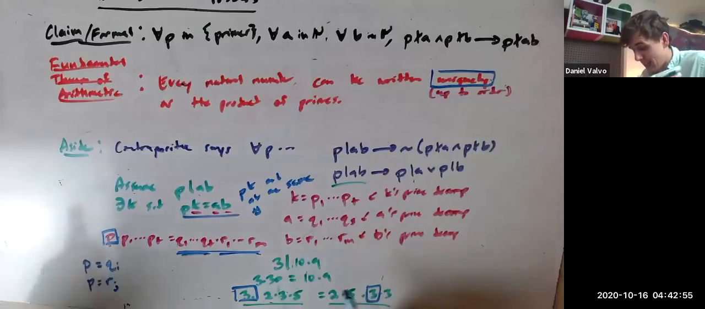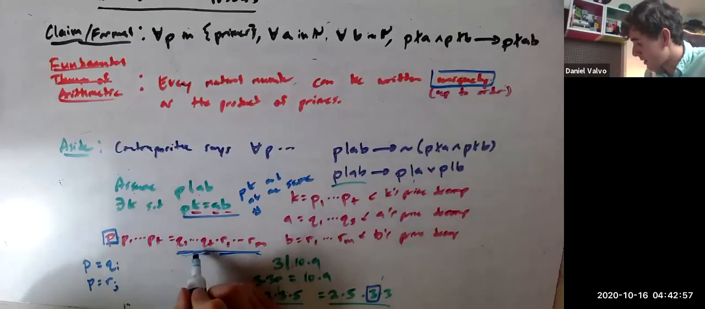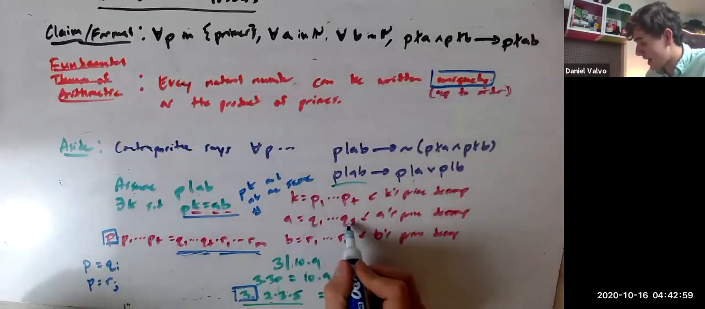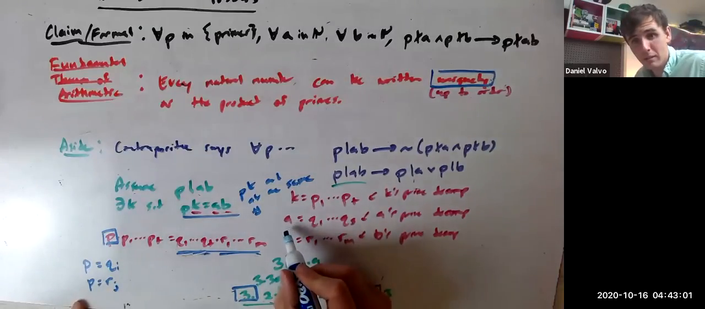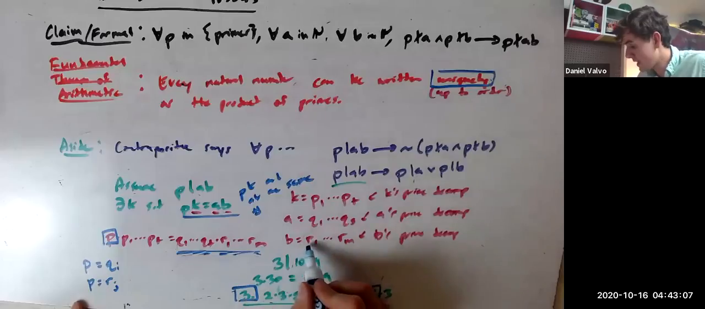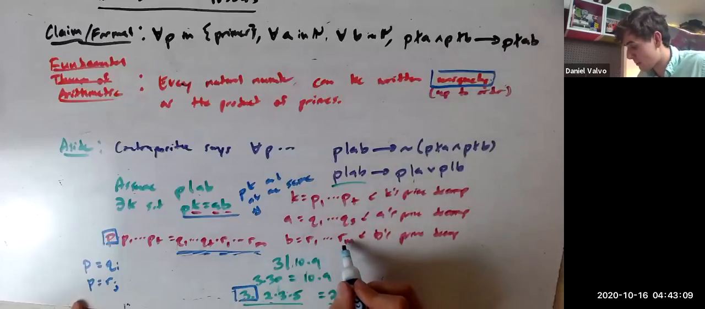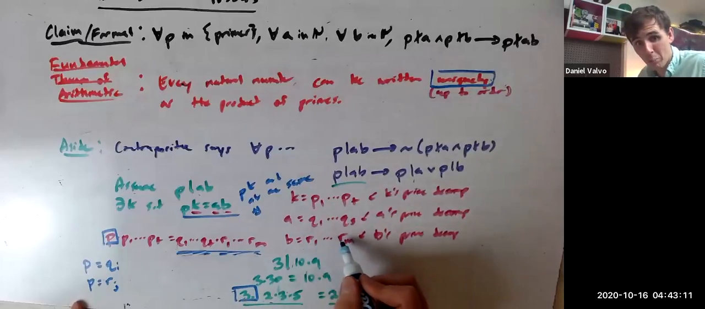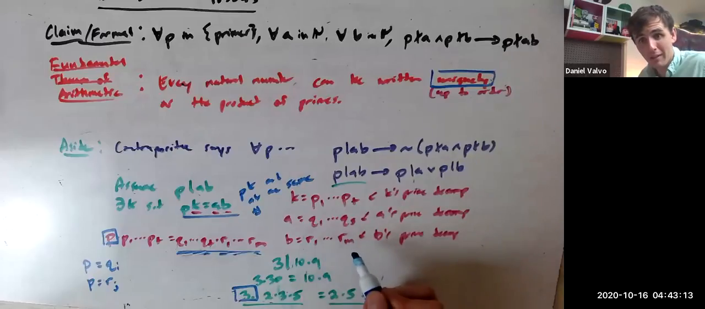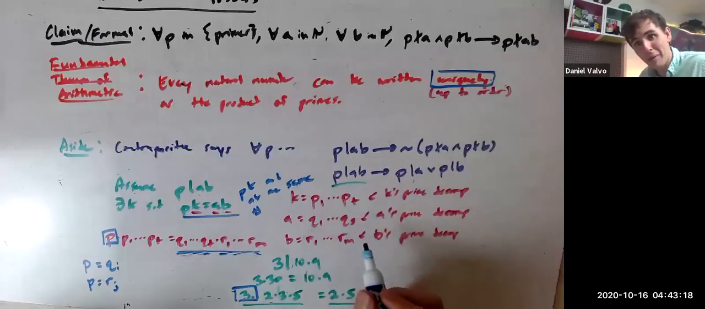But if it's one of the Qi's, remember, A equals that product. So that means P divides A. Or if it's one of the R's, B equals the multiplication of the R's, so P's in here somewhere. So P would divide B. So P's got to divide A or B.